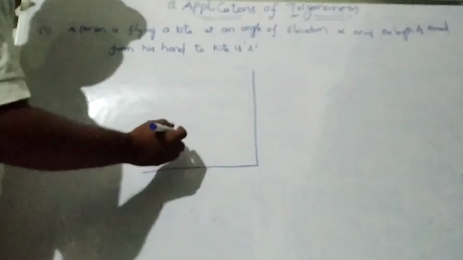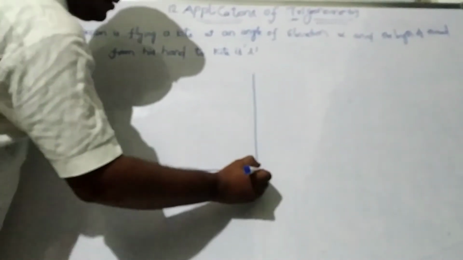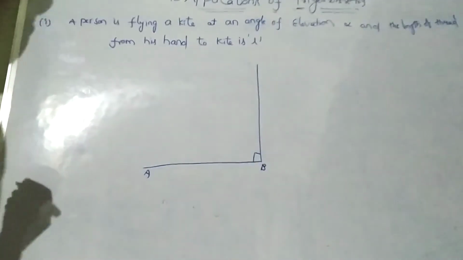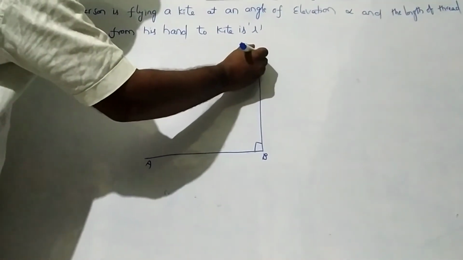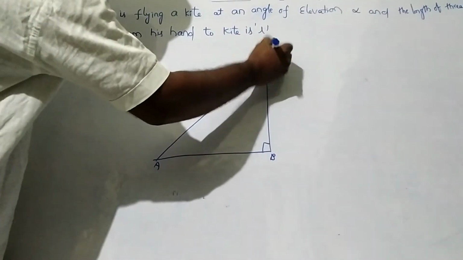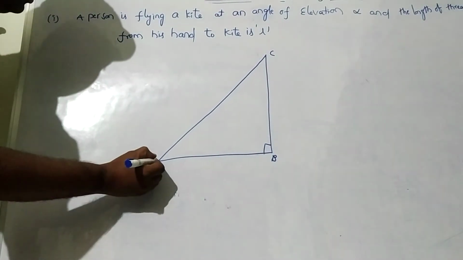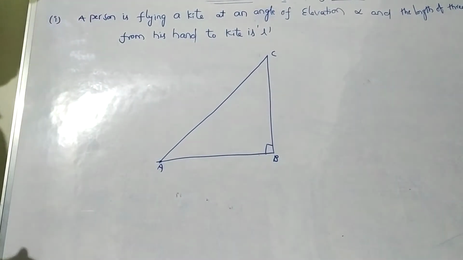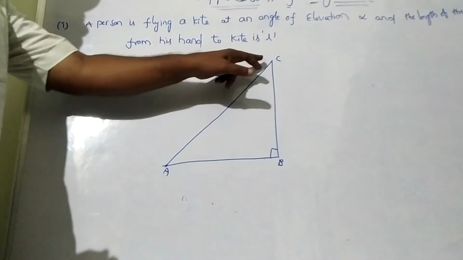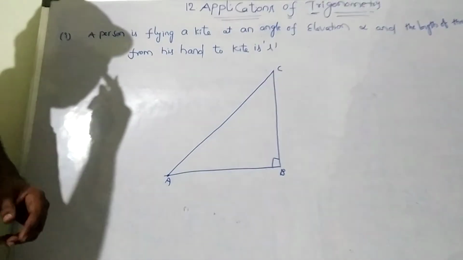So this is the earth. AB is the earth. AC is the kite. So the observer is standing at A. A is the position of the observer. C is the kite position. BC is the perpendicular line.